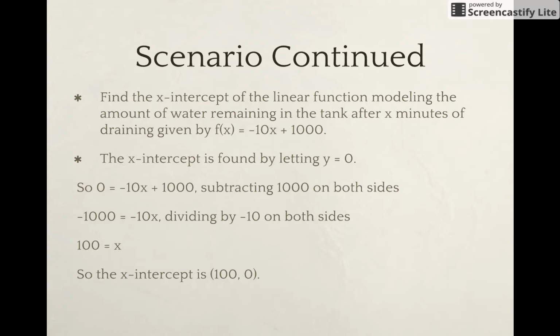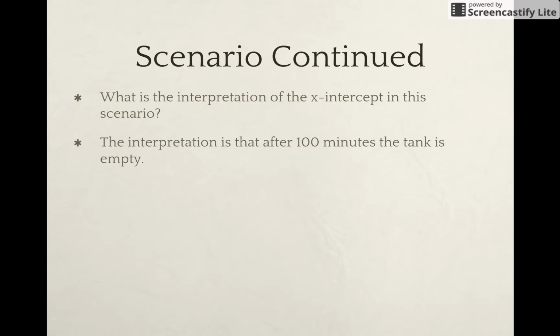We'll find the x-intercept of this linear function. Again, we find the x-intercept by letting y equal 0. When we do that and solve for x, we find that the x-intercept is 100. So the x-intercept is the ordered pair (100, 0). What is the interpretation of this ordered pair in this context? It means that after 100 minutes, the tank is empty. It has no gallons of water left.